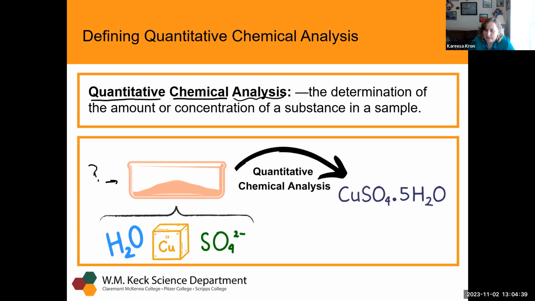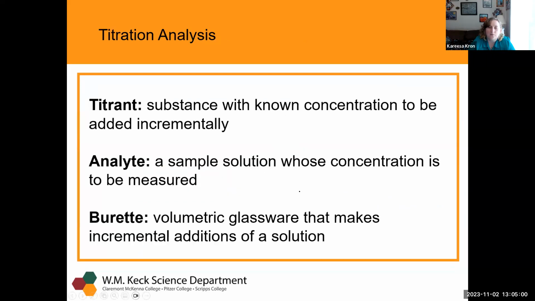And so this process, quantitative chemical analysis, is the overview topic of the different methods we'll discuss today, being titration and gravimetric analysis. Both titration and gravimetric analysis are examples of ways to do quantitative chemical analysis. The first method we talk about is titration analysis.